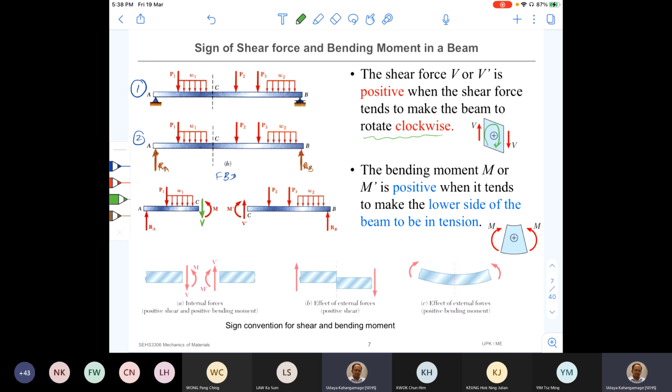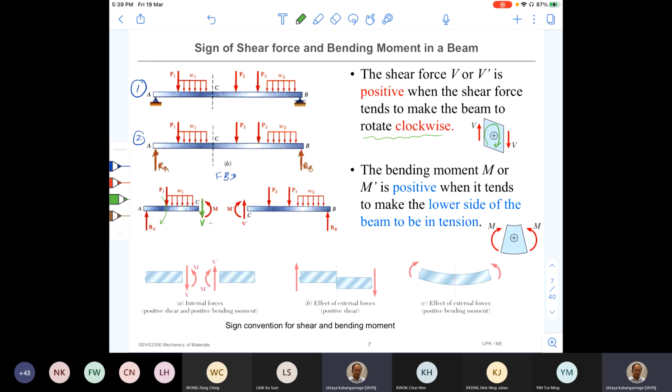So now you look at the AC portion of this beam and forget about the P1 and the distributed load and also M. Apply only V, right? Once you apply only V, the beam portion AC is going to rotate about A, about its support, right? In what direction? In this direction. So is it clockwise or anti-clockwise?